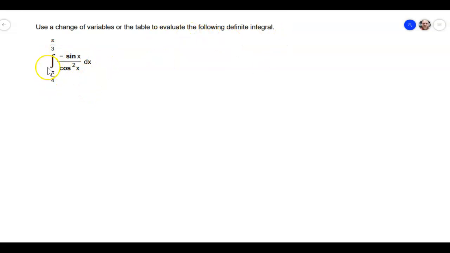So we have the definite integral from pi over 4 to pi over 3 of negative sine of x over the cosine squared of x dx. So once again, we're looking for something that we can substitute in for u, that when we find the derivative of it, it is also there, or a multiple of it is there. Something that's there times a constant. So remember, we can always pull constants outside of the integrand.